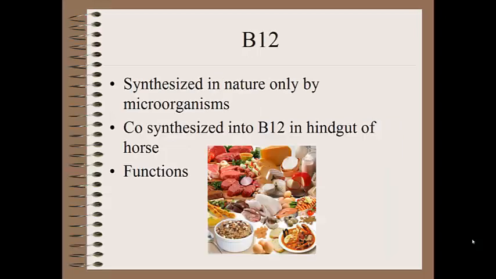Vitamin B12 is synthesized in nature only by microorganisms in the hindgut. Okay, the mineral cobalt, CO, is synthesized into B12 in the hindgut. So in order to make B12, your horse has to have the correct level of cobalt in his diet. And then B12 is used to metabolize carbohydrates, fats, and proteins.